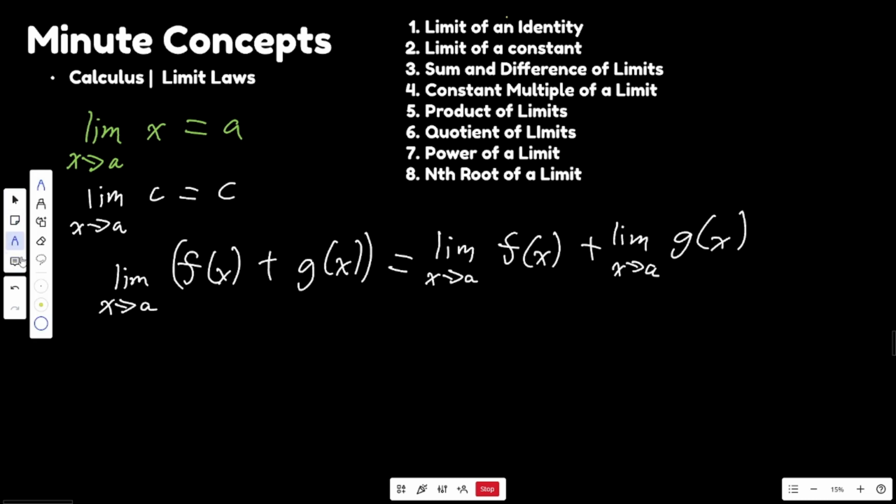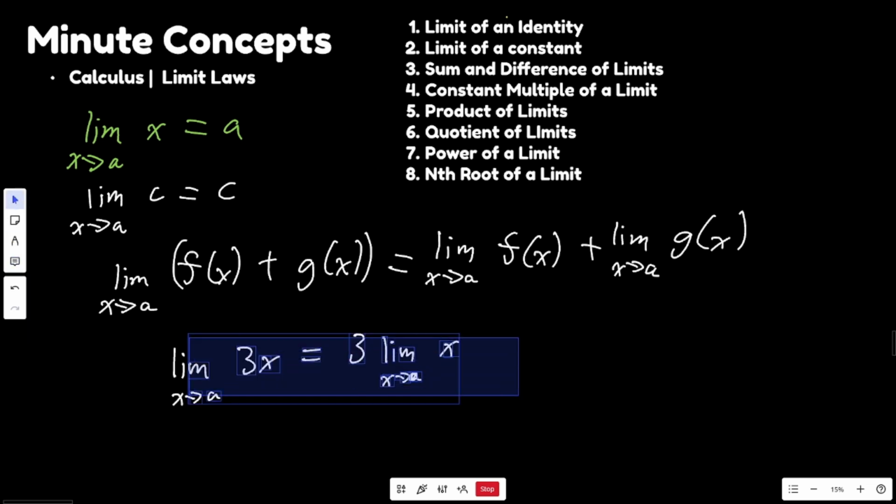Now, how about constant multiple of a limit? If, let's say, we're asked to get the limit of 3x as x approaches a, basically this will also be equal to 3 times the limit as x approaches a of x. Oh, let me fix my a there. So this is a simplification of how to solve for that limit.